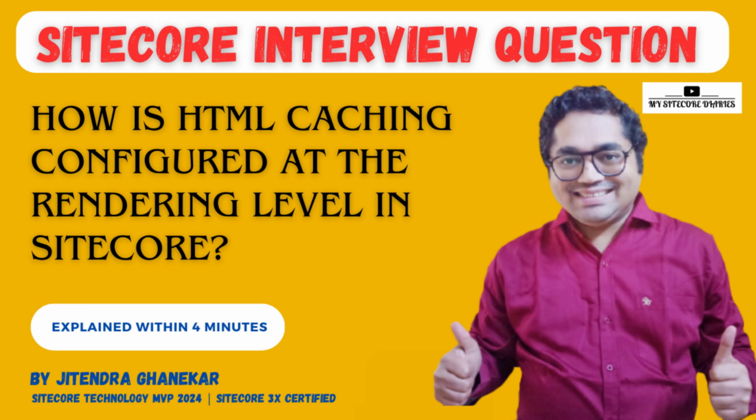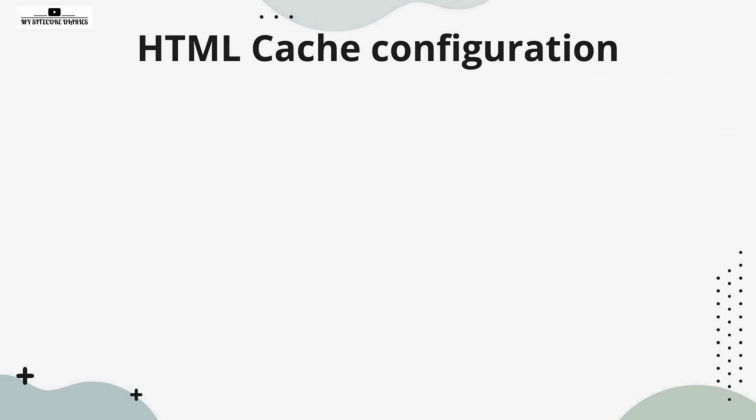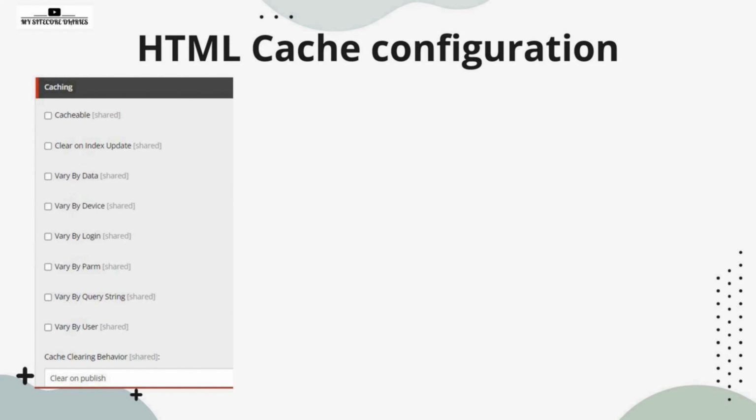Today's question is: how is HTML caching configured at the rendering level in Sitecore? So HTML cache is basically applied on the component level. Whenever you open a component, you will see a few configurations like this in the caching section. There are different options provided for each rendering. Whenever you add a rendering, you will have these many options. So let's see one by one what these options are.